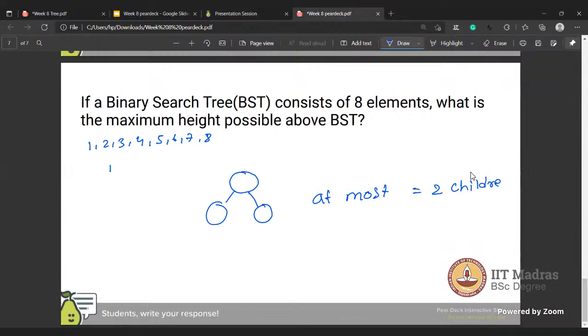Okay, so in this question everyone got it, right? If you have any doubt, you can ask in the activity question week 8.